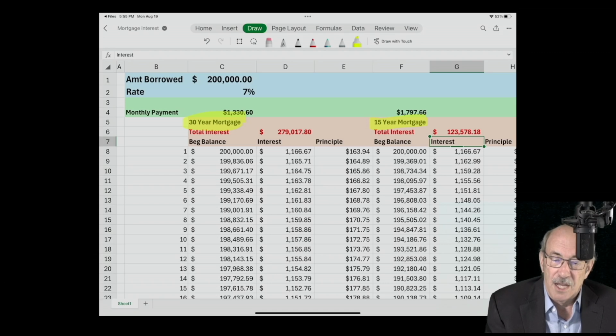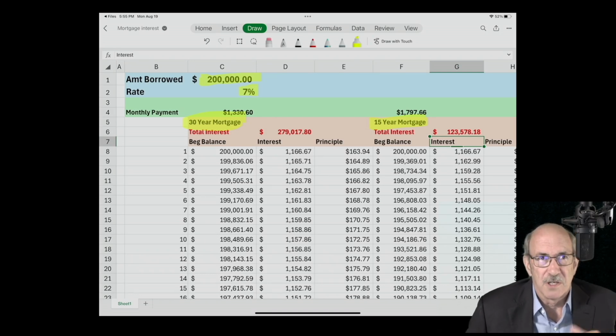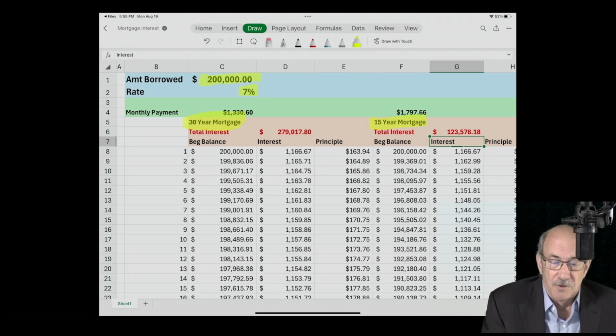So we've got an amount borrowed of $200,000, and I'm assuming a 7% rate, which is pretty much what today's rates are, somewhere in that vicinity, not far off. And we're going to do this on a monthly compounding basis. So you'll notice here in the first period, the starting balance is the $200,000. I've calculated the payment in this 30-year loan to be $1,330.60. So every month, that's your payment for the house.